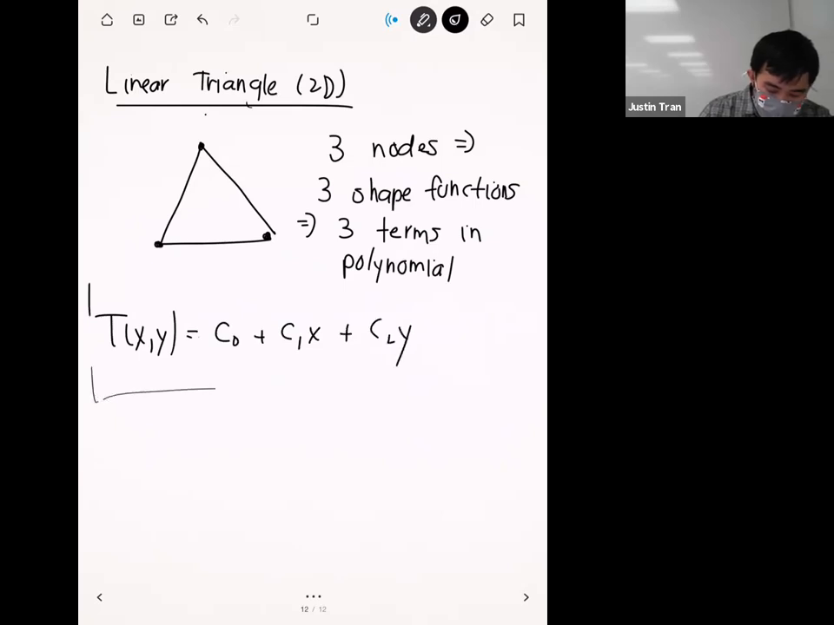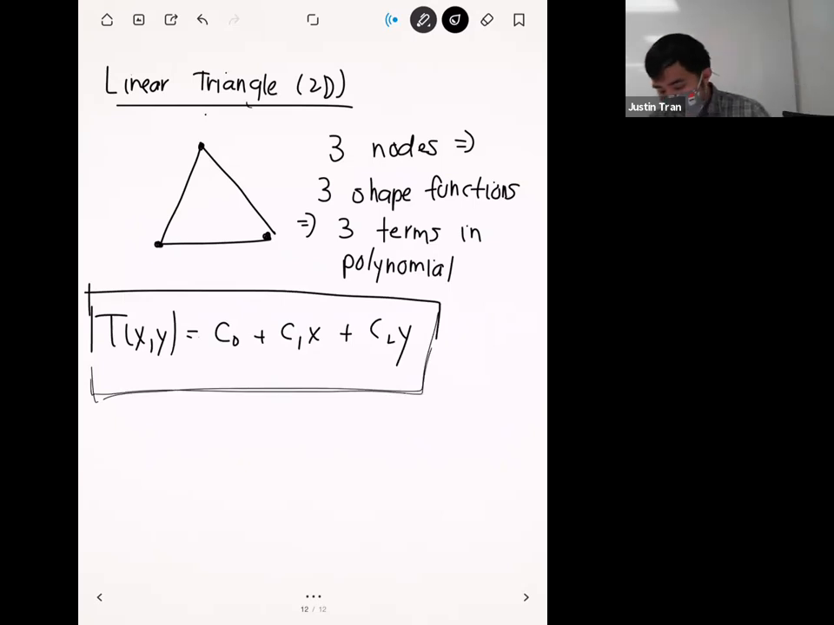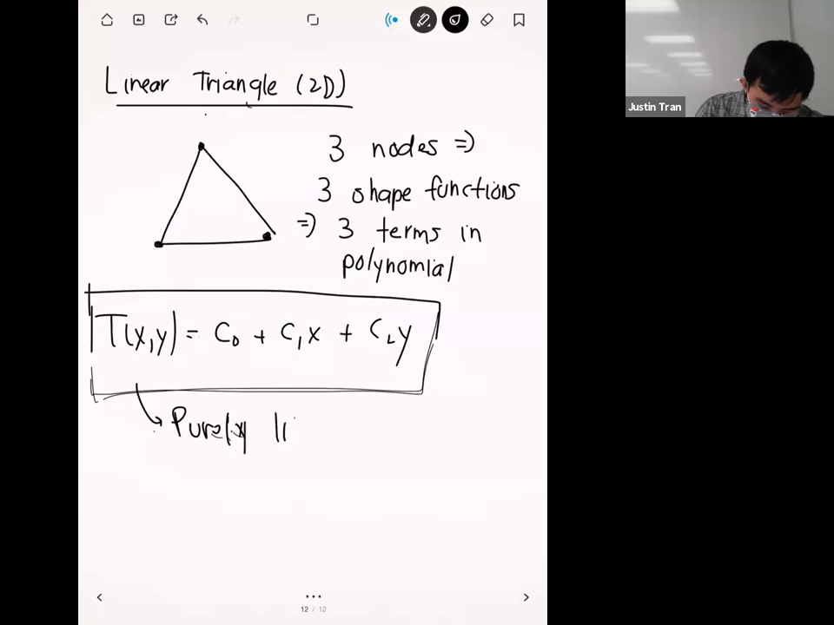With three terms, it's a lot simpler than the quadrilateral. We just have C0 plus C1x plus C2y. In the triangle's case, we have something that's purely linear, so we don't have any pseudo terms at all. So no weird arguments that we have to make about whether this is a linear function or not.